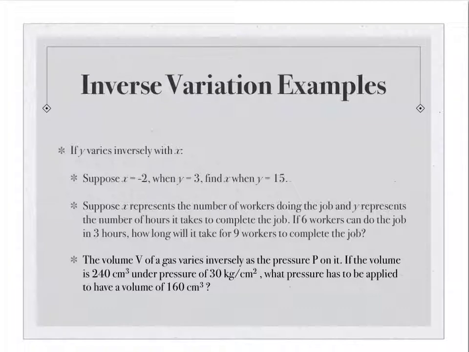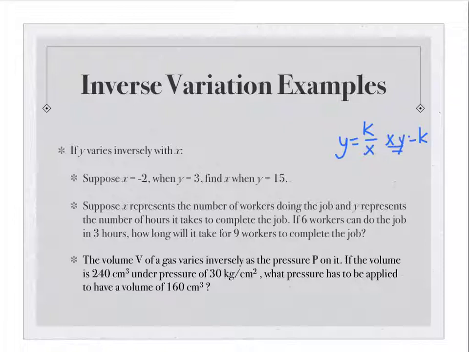Inverse variation examples. All right, suppose X equals -2 and Y equals 3. Find X when Y equals 15. Well, we know we can use our equation, Y equals K over X. And again, because we can rewrite, we know that X times Y is equal to K. The product of X and Y is what stays constant in an inverse variation.